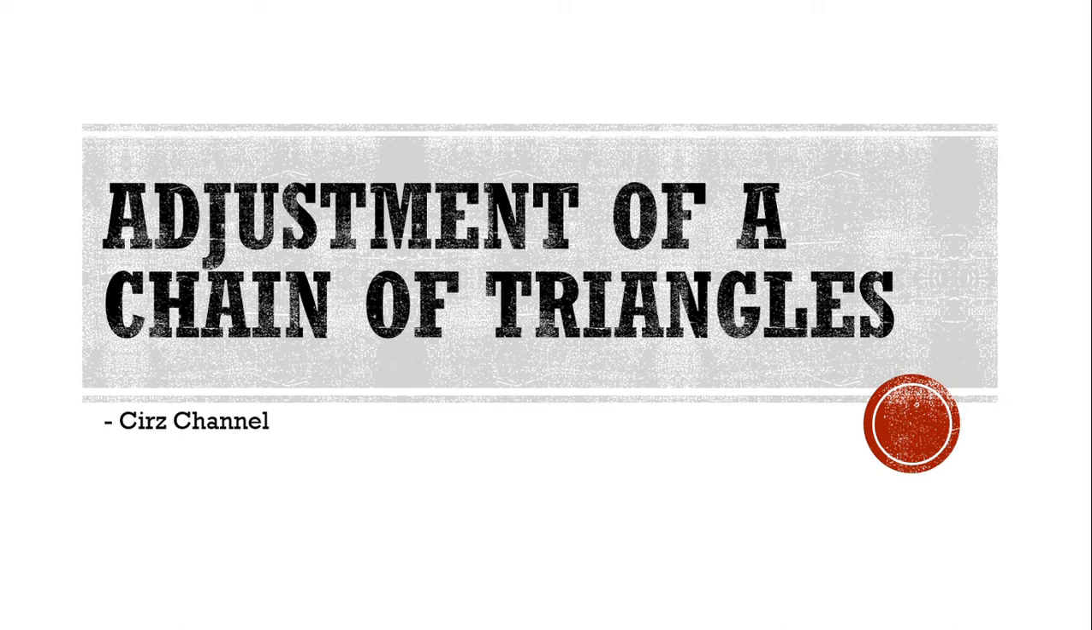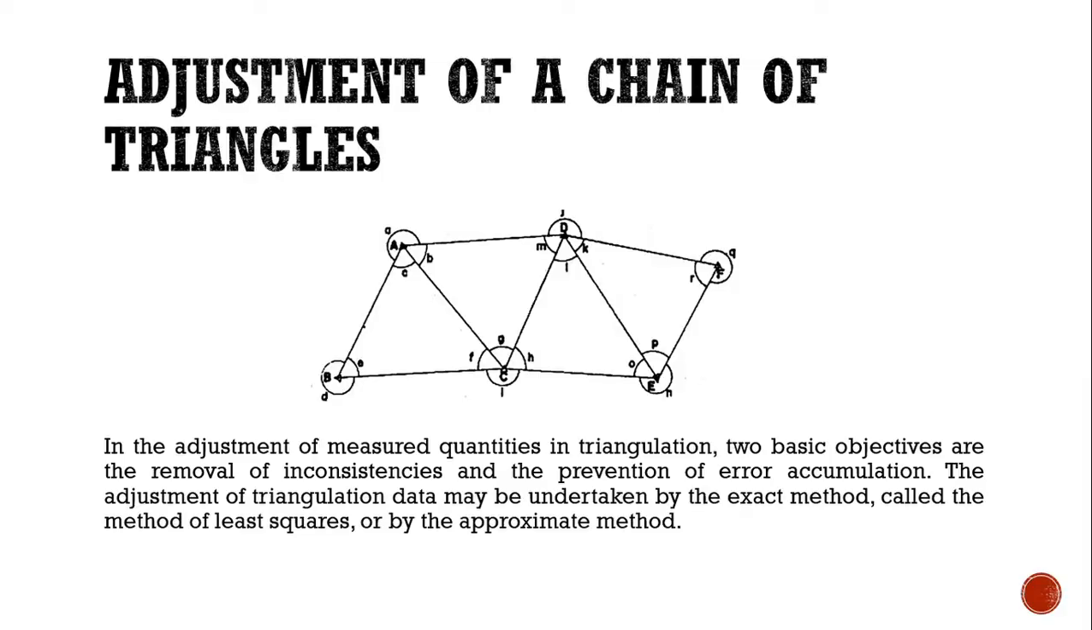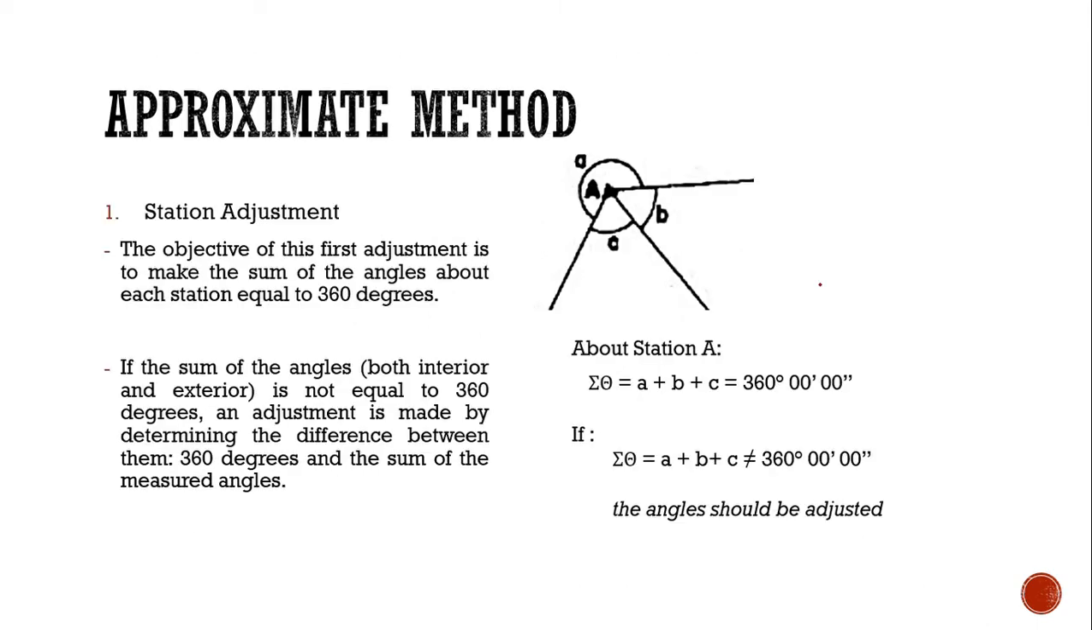For today, we're going to do the adjustment of a chain of triangles. So in the adjustment of measured quantities in triangulation, two basic objectives are the removal of inconsistencies and the prevention of error accumulation. The adjustment of triangulation data may be undertaken by the exact method, called the method of least squares, or by the approximate method. So today we're going to focus on the approximate method.